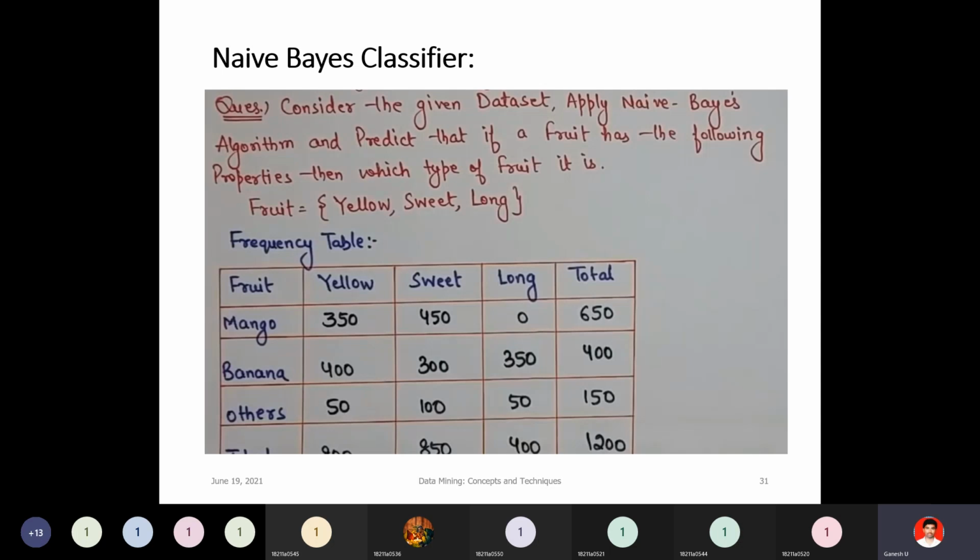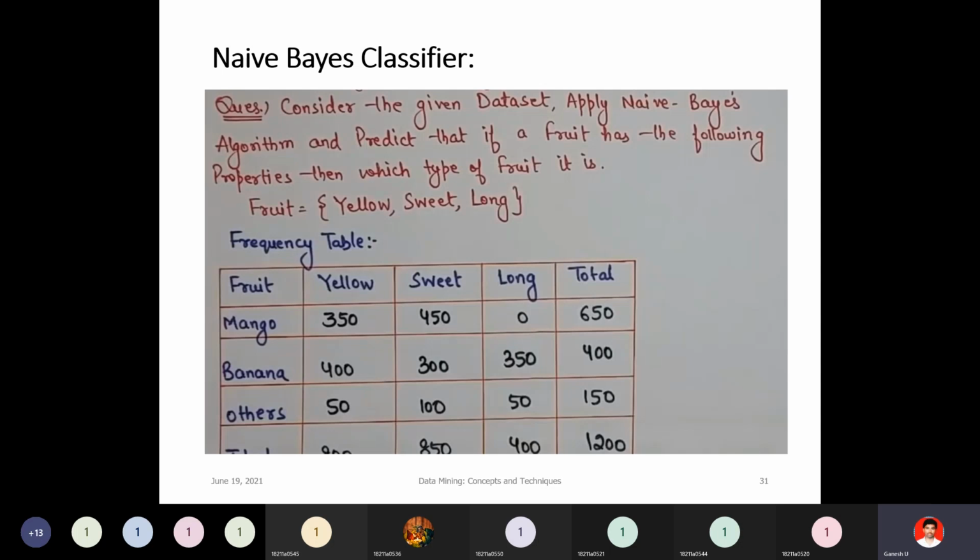These are the three types of fruits. Here, in all fruits, how many are yellow? In mango 350 are yellow, banana 400 yellow, others 50 yellow. Just add all these: total 800. Next, how many sweet? Mango 450 sweet, banana 300 sweet, others 100 sweet. Adding all these, the total is 850. Next, how many fruits are long? 350 plus 50, so 400 are long.